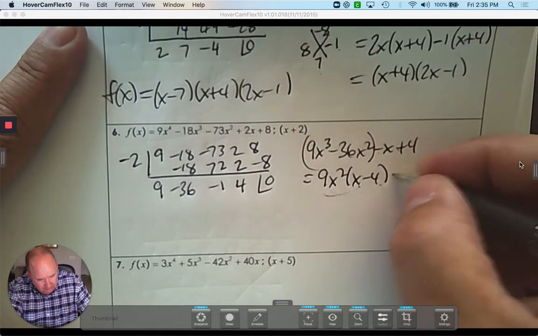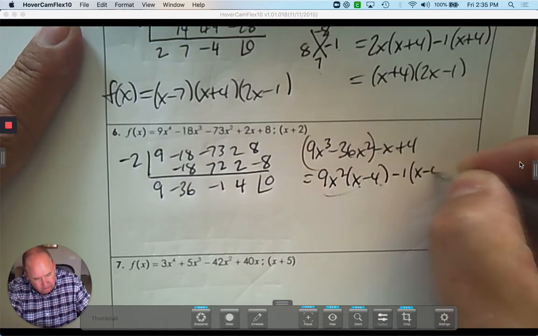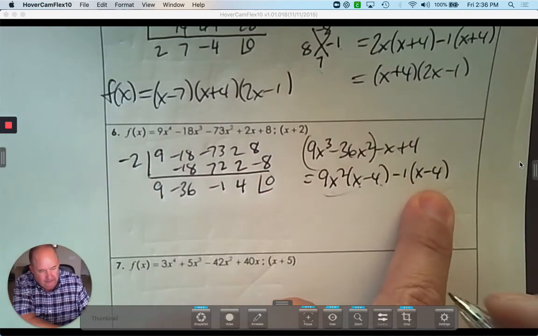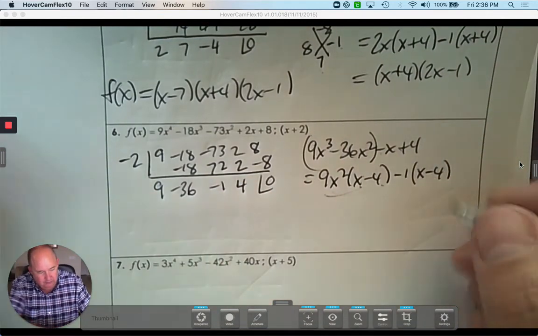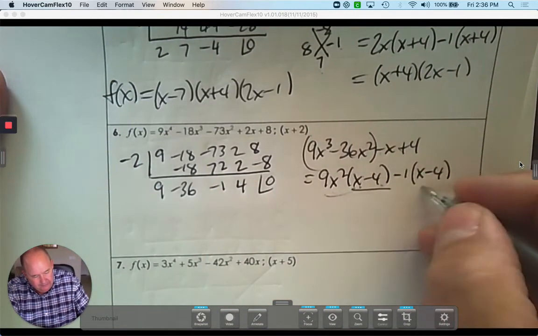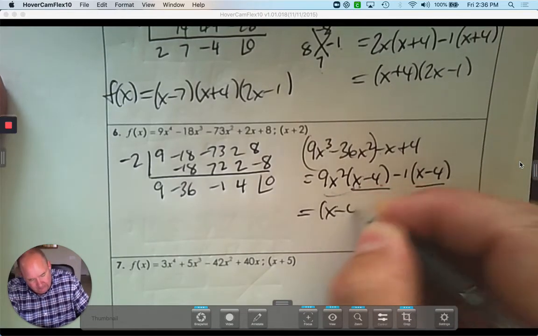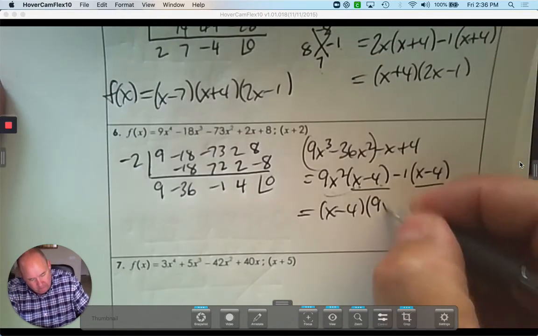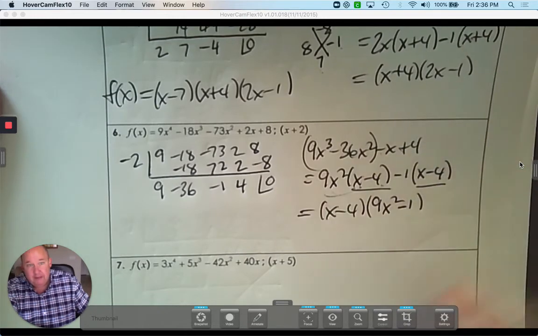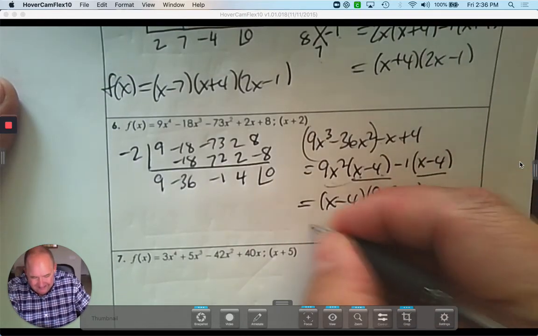Factor out a negative 1, and that changes the sign. So that's positive x and negative 4. Again, you can multiply to make sure they're equivalent. Recognize they have a common factor, x subtract 4. What's left over is 9x minus 1. Now we're not done yet.